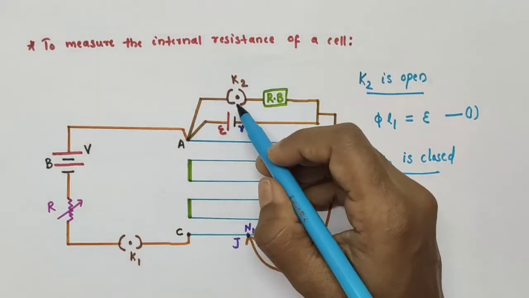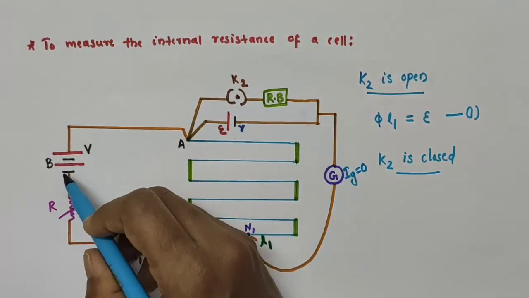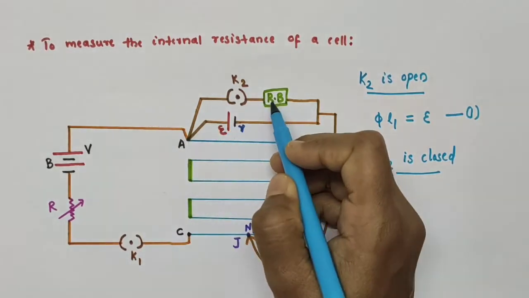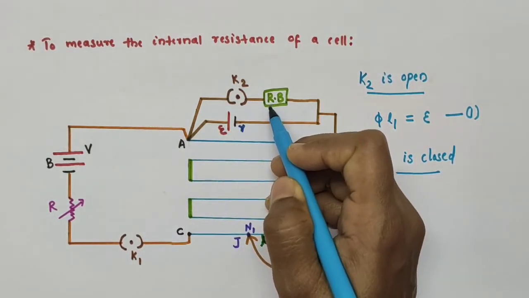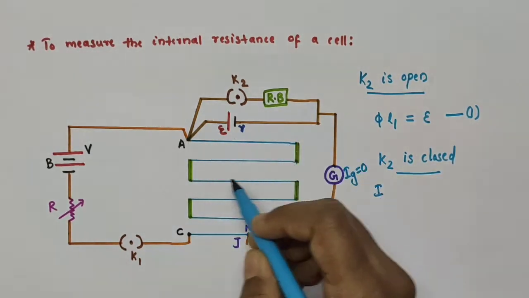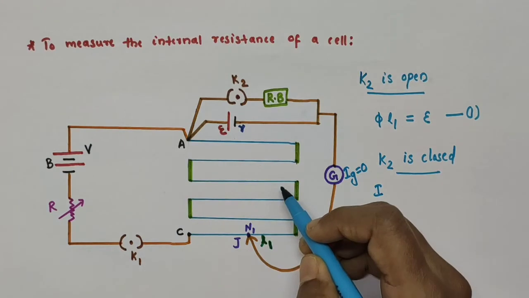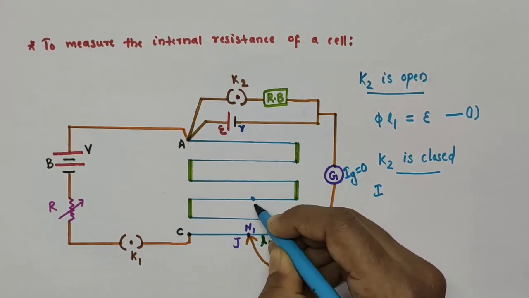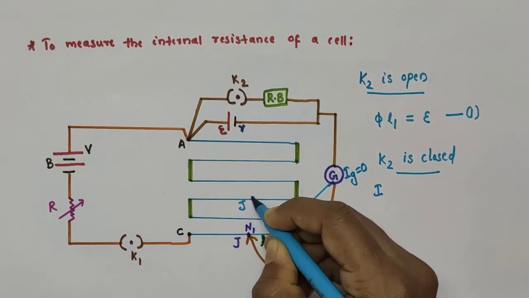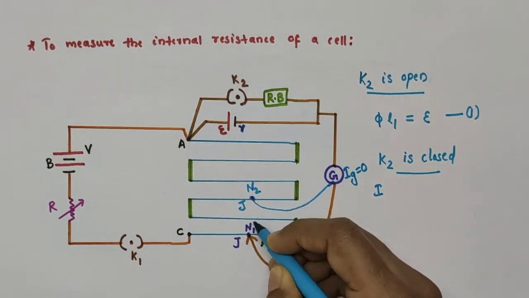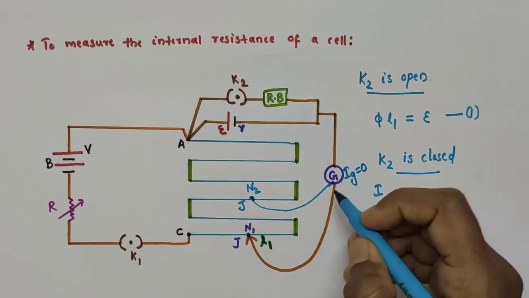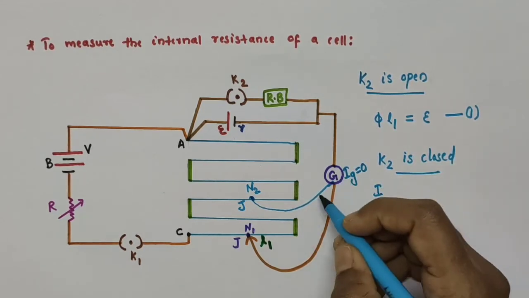Alright, so when the key K2 is closed, this cell B sends some current I through this resistance box. And just imagine we are again moving this jockey along this wire from the point A. When this jockey reaches somewhere here, at some point N2, the galvanometer shows null deflection. That is, it got balanced. We got the balancing condition.